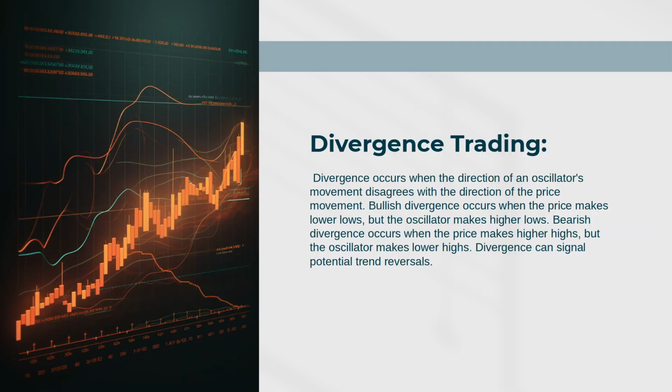Divergence trading. Divergence occurs when the direction of an oscillator's movement disagrees with the direction of the price movement. Bullish divergence occurs when the price makes lower lows, but the oscillator makes higher lows. Bearish divergence occurs when the price makes higher highs, but the oscillator makes lower highs. Divergence can signal potential trend reversals.